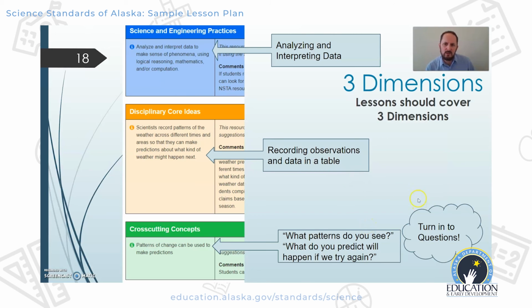I just want to make sure that you understand how the 3 dimensions were used in this lesson. They recorded observations and data in a table. They analyzed and interpreted their data.